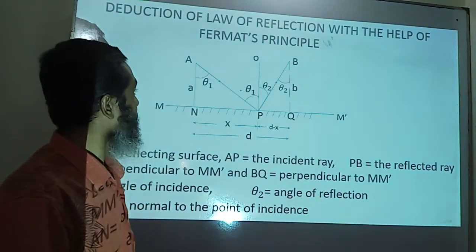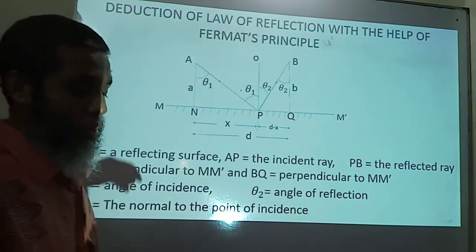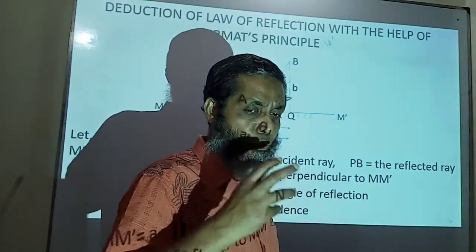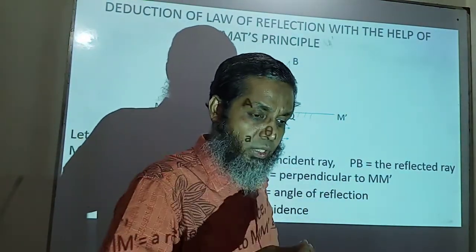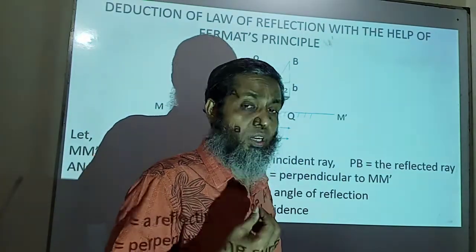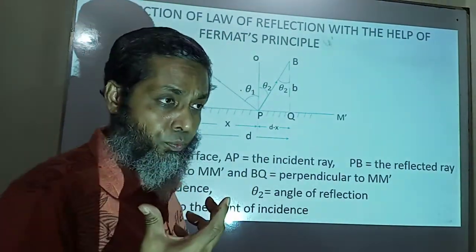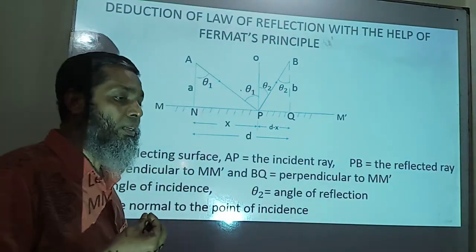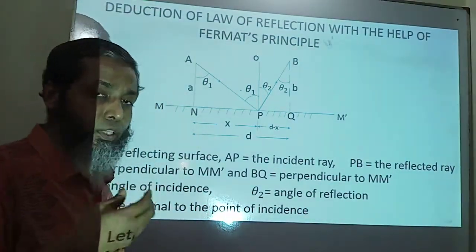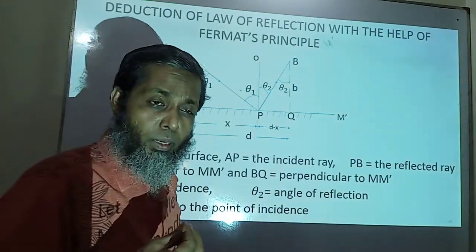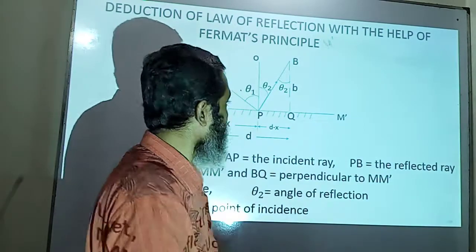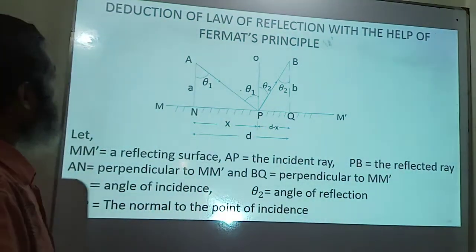So here let us see. We know the laws of reflection and laws of refraction of light are two very important, established, significant and very ancient laws. So if we can prove these two laws with the help of Fermat's principle, then we can accept Fermat's hypothesis as a principle. That is the thing.